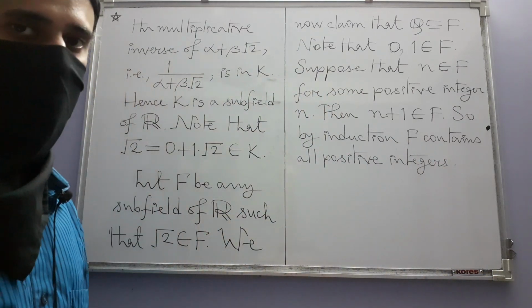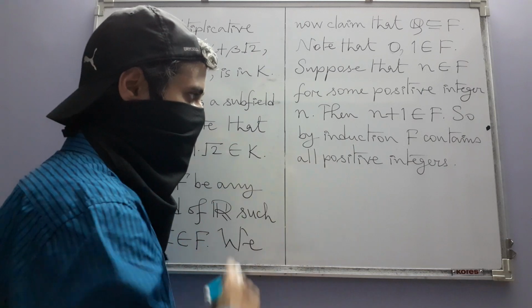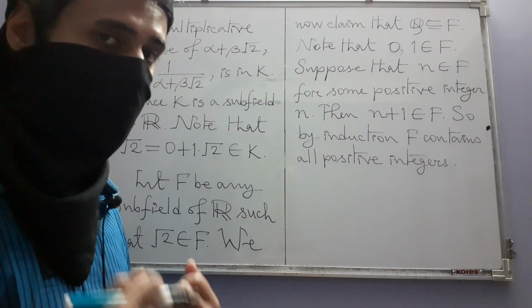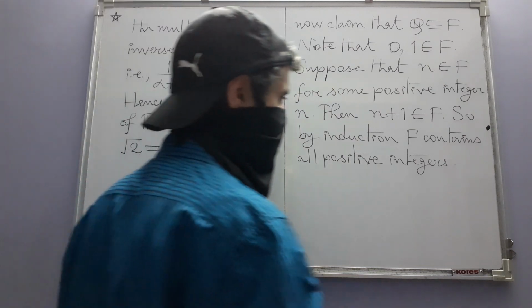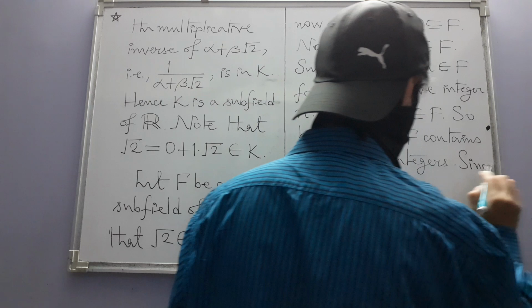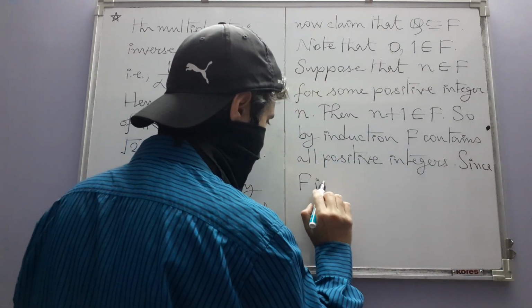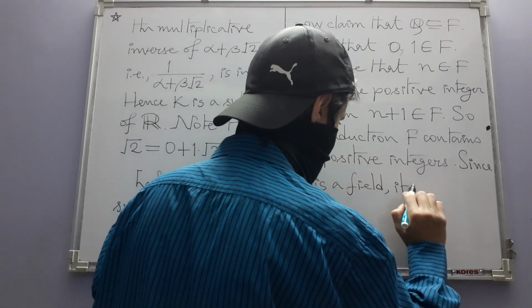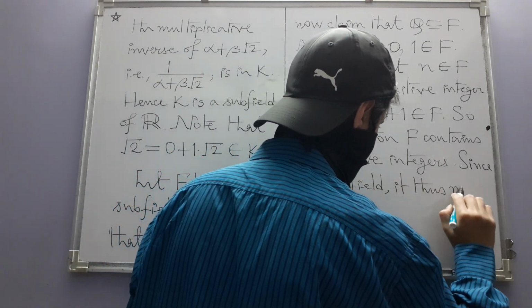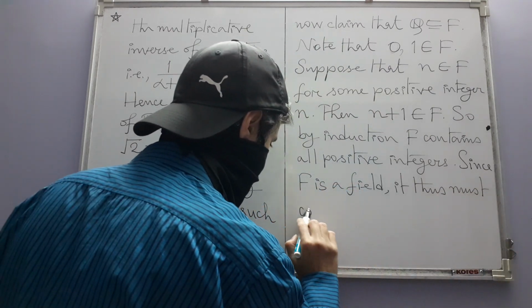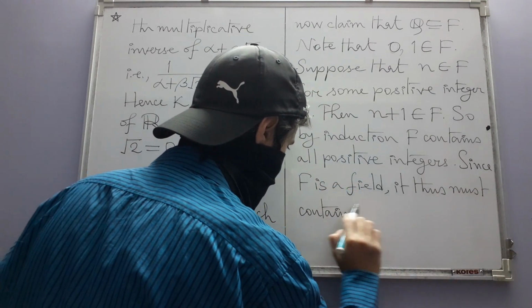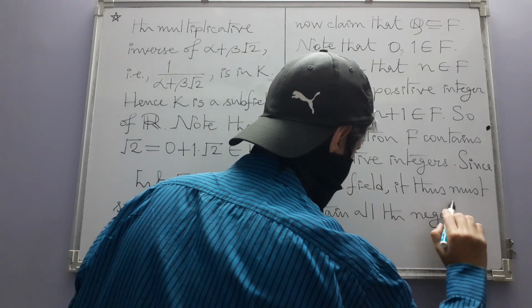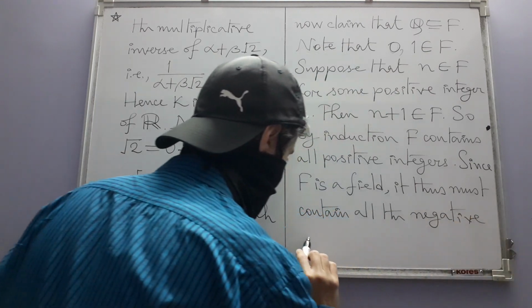But F is a field, so because it contains all positive integers, it also has to contain all of their additive inverses, that is the negative integers. Since F is a field, it thus must contain all the negative integers.